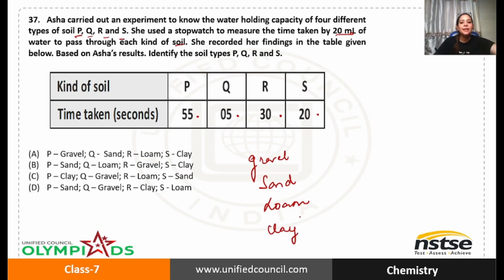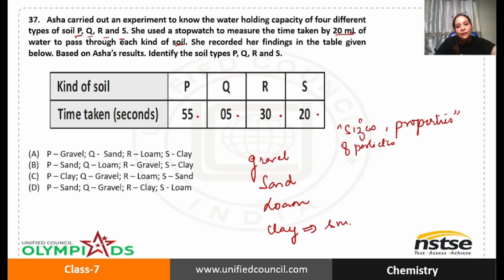Now let me tell you that we can differentiate soil into these types depending upon their sizes or depending upon their properties, which includes water holding capacity also. Now the size of the particles which are present in them, let me tell you, in clay the particle size is very, very small. Due to this its water holding capacity is good.